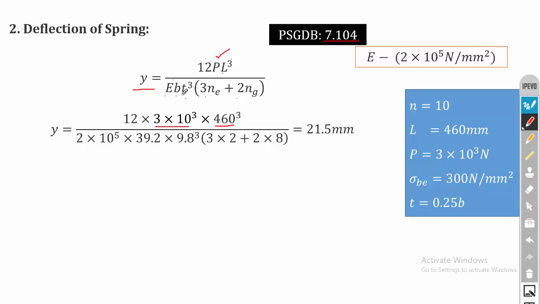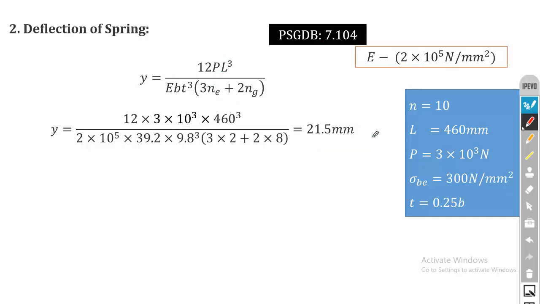E is the Young's modulus of the material. In the problem they haven't specified anything about the Young's modulus, so I have assumed the Young's modulus value to be 2 into 10 power 5 Newton per mm square. So substitute the value of E. Then b is the width of the spring. In the previous step we have calculated the width and the thickness, so we can substitute that b value and t value. Then NE is the full length leaf, it is 2, and NG is the graduated length leaf, it is 8. Okay, so if you solve this equation, finally you will get the deflection of the spring as 21.5 mm.